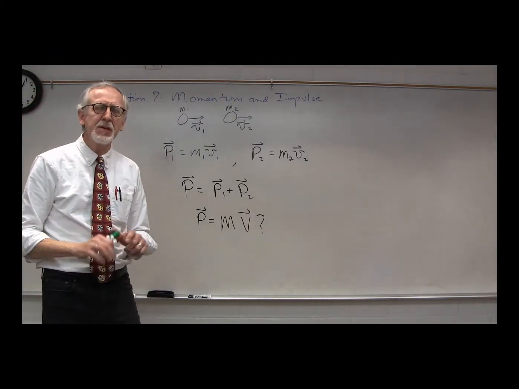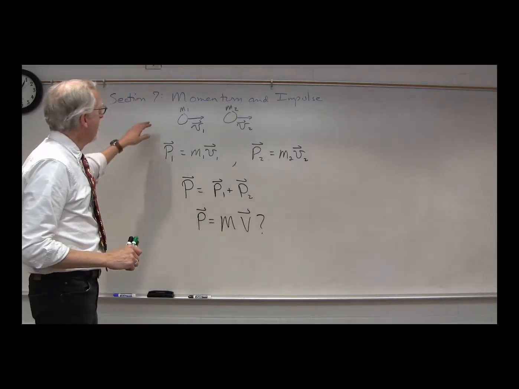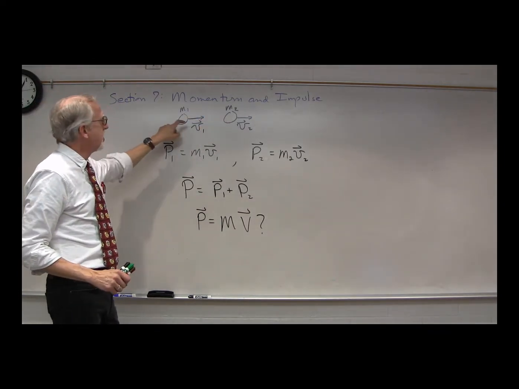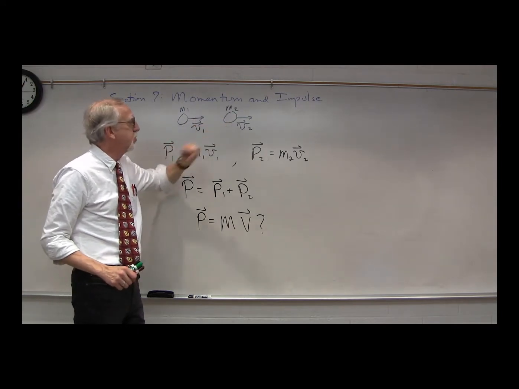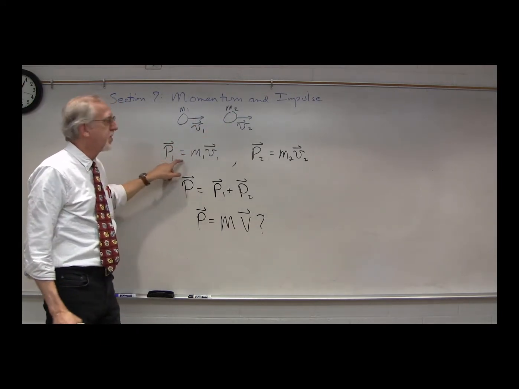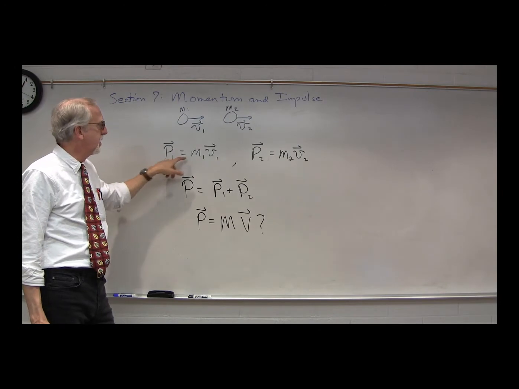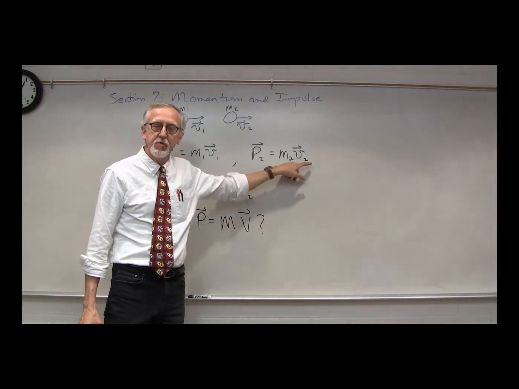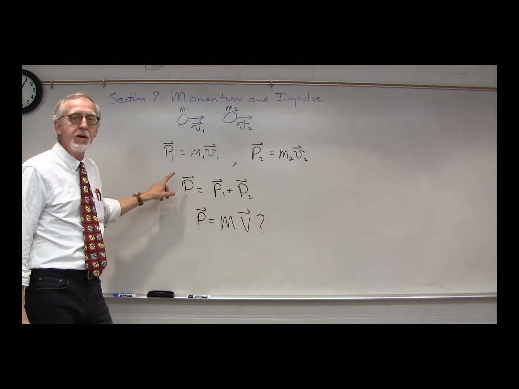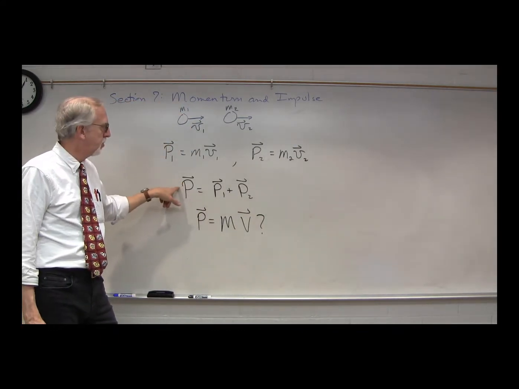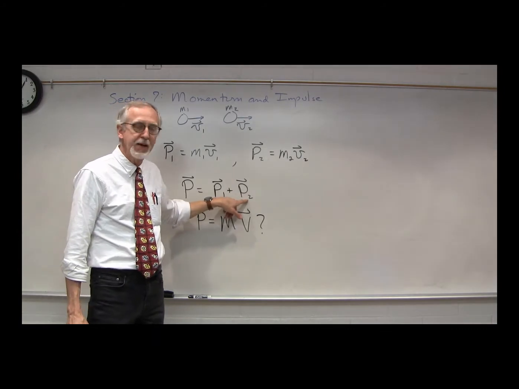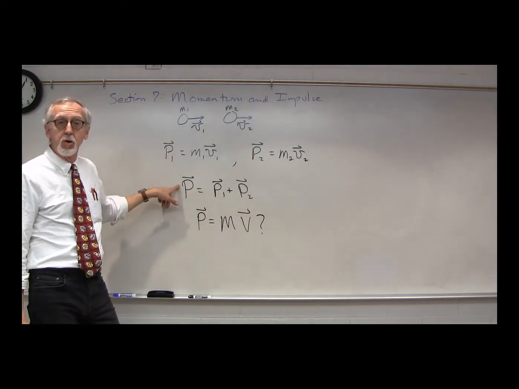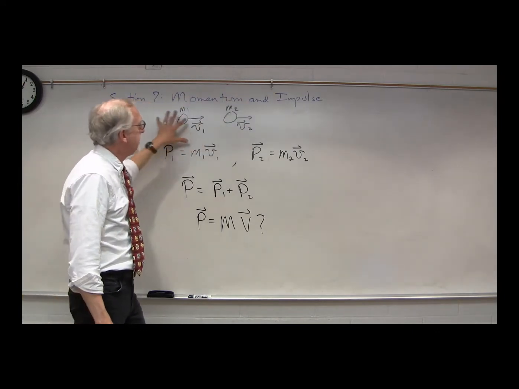Okay, now I want to think about something else for a few minutes. We know if we've got, say, two objects, M1 and M2, and let's say that M1 is moving at V1 and M2 is moving at V2, we can define the momentum of the first object, P1 is M1 V1. The momentum of the second object, P2, is M2 V2. We can define what we mean by the total momentum. The total momentum is the sum of the individual momenta, P1 plus P2. So that's the total momentum. It's the momentum of the entire system.